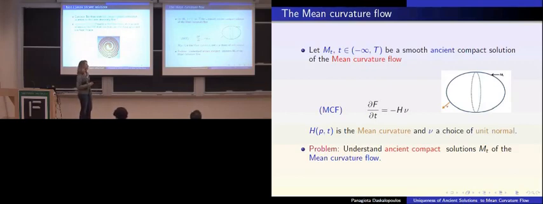So anyway, you consider a compact n-dimensional surface embedded in R^(n+1), which you move by mean curvature. This is a little bit bad notation, because sometimes we have nu to be the outer normal, so I put here a negative sign. A convex surface evolving by mean curvature goes inward. For Gauss, as for inverse mean curvature flow which we did yesterday, it was going out. And the problem is to understand the ancient compact solutions of this.